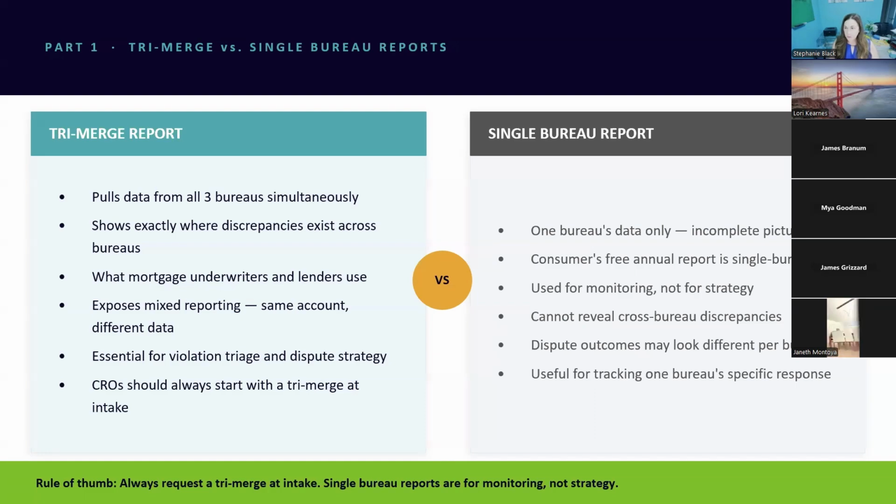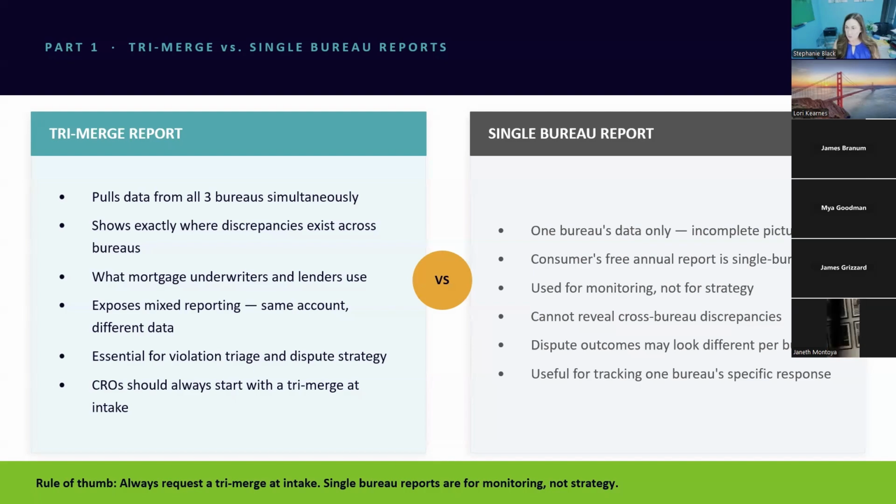That's going to be through one of the credit monitoring platforms, something like that. So you should always start with a tri-merge at intake because that way you see the entire picture. A single bureau report is very incomplete. So if you get one annual credit report from a consumer and that's the only thing you're looking at, you're really not able to create an appropriate action plan, only for that bureau, but not overall.